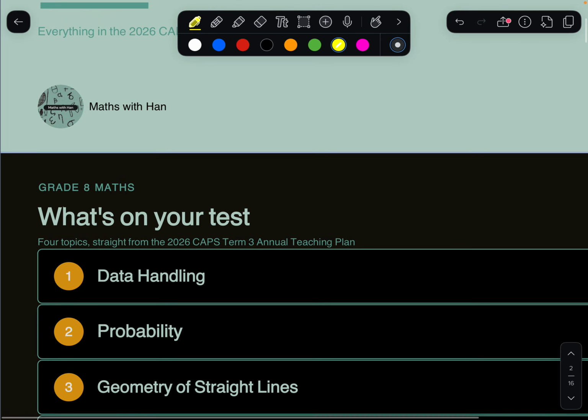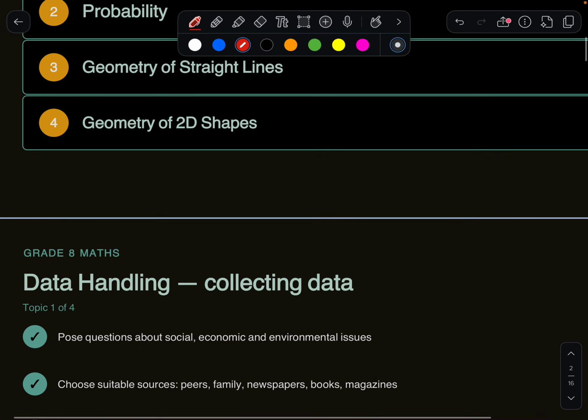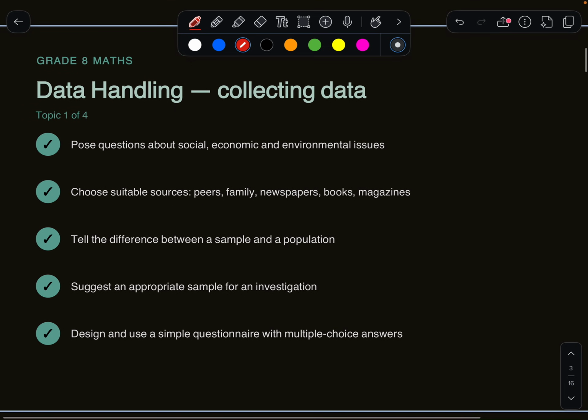So in term 3, you are expected to learn data handling. A lot of the times we just call that stats, probability, geometry of straight lines, and then the geometry of 2D shapes. So really briefly looking at data handling, there is quite a bit of theory to start with about how you choose who to interview.